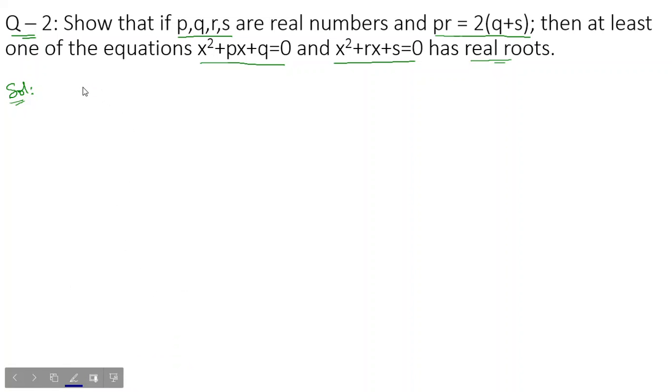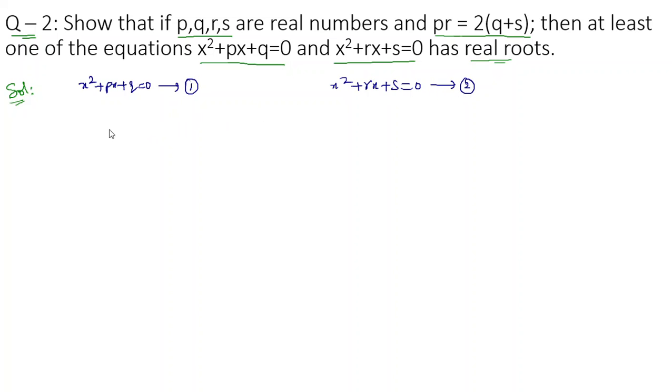Let us first write the given two quadratic equations. x square plus px plus q is equal to 0. This is our first quadratic equation. x square plus rx plus s is equal to 0. This is our second quadratic equation. Now let us consider d1 as the discriminant of the first quadratic equation. So discriminant d1 is p square minus 4q. Similarly d2 is r square minus 4s.